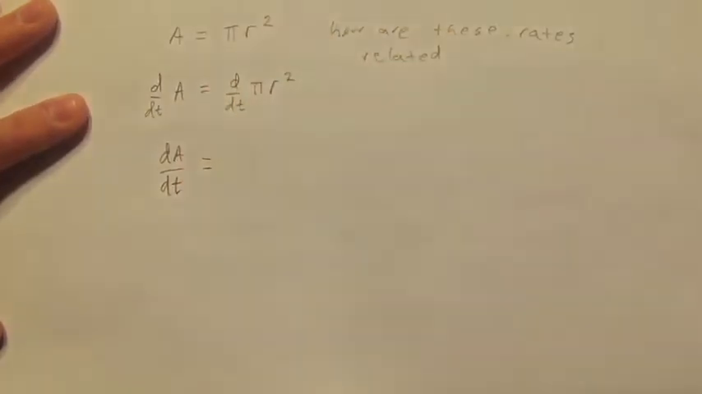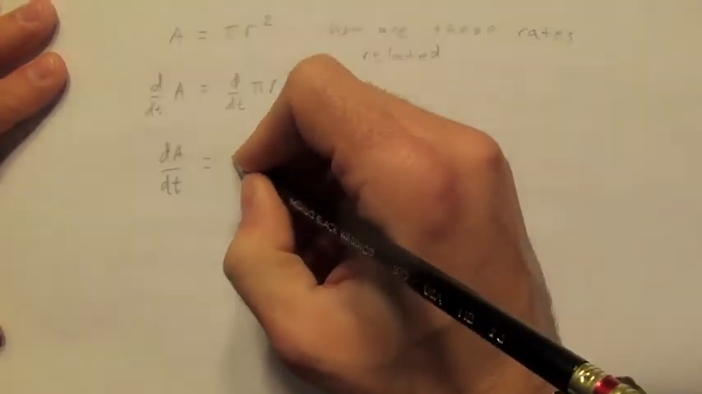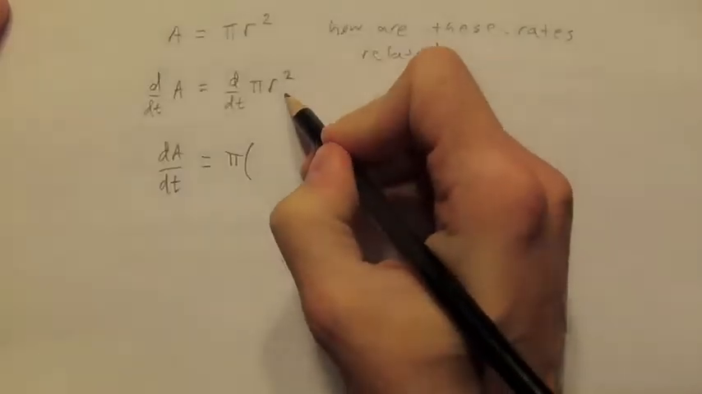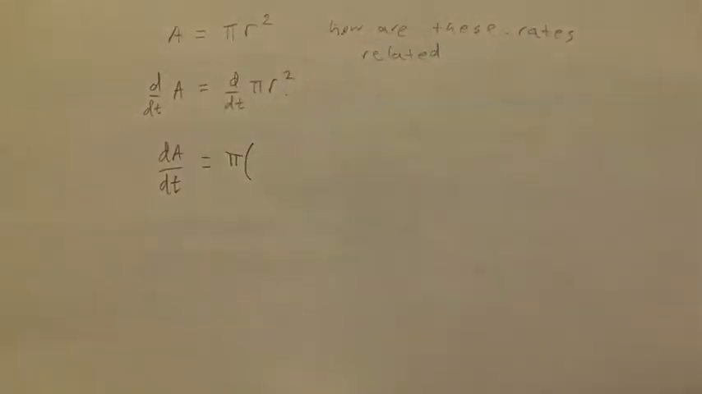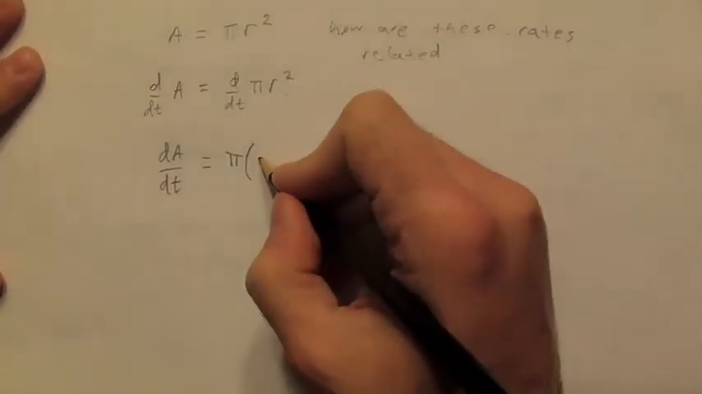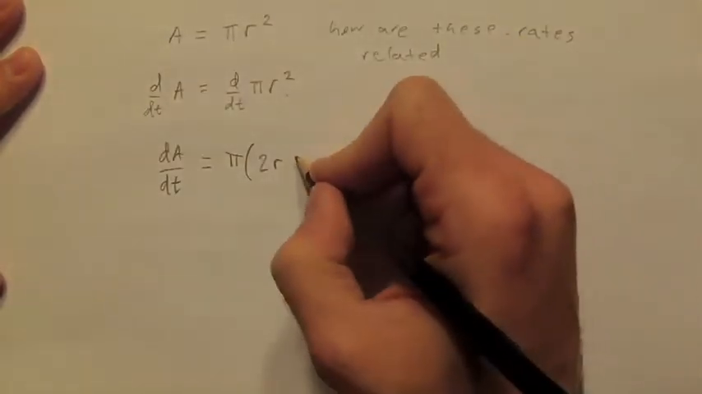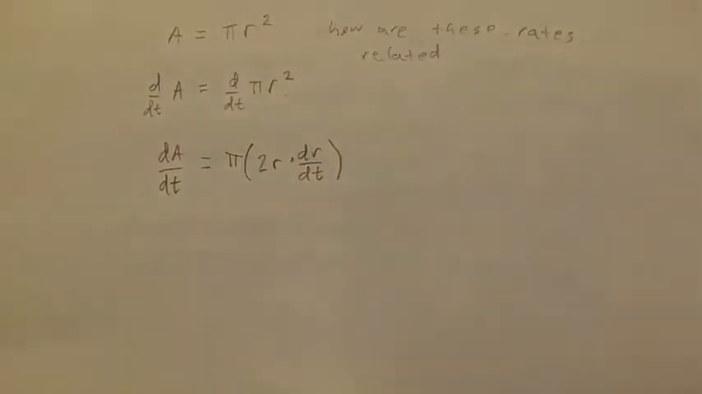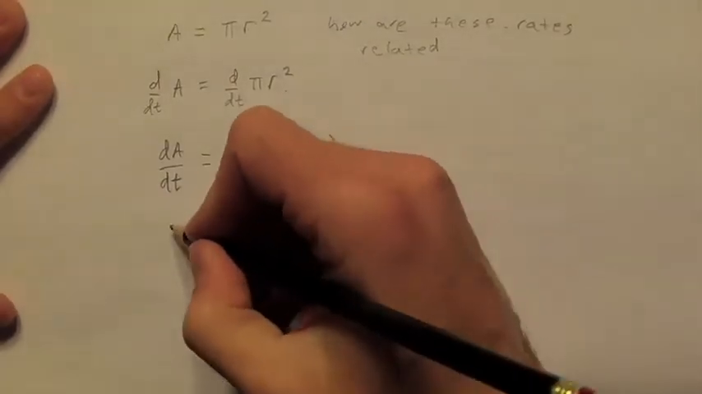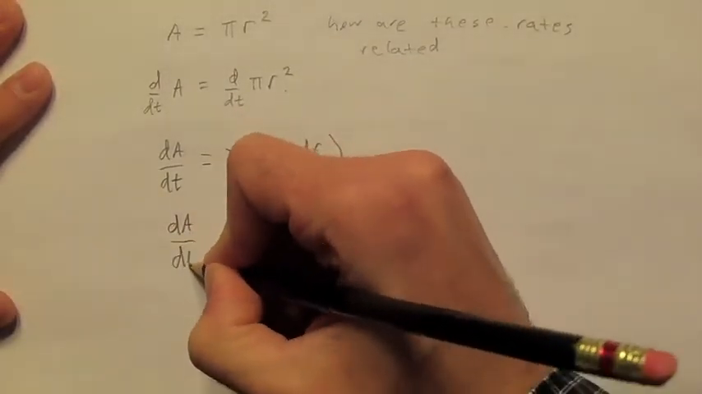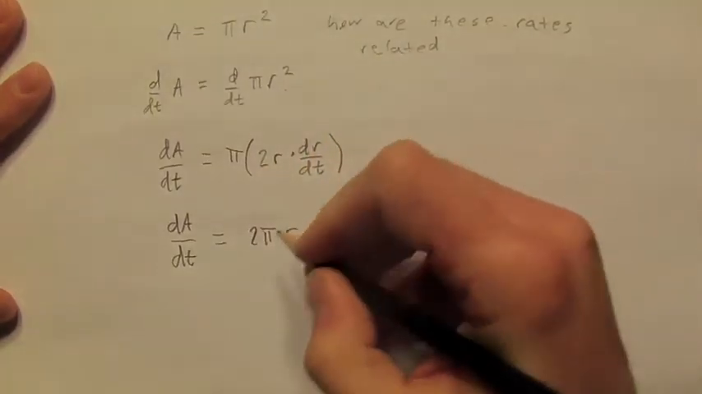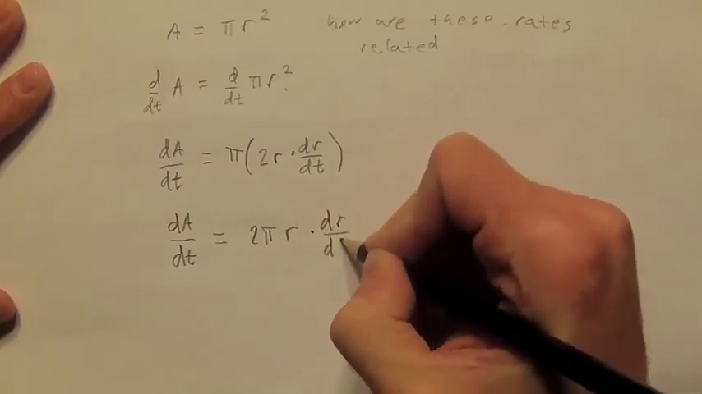That's about all you can do with that. But the pi comes outside. And the derivative of r squared, well, what is the derivative of r squared using implicit differentiation? Well, r squared is going to be 2r then times dr over dt. Okay. So what we basically have is that the rate of change of the area is equal to 2 pi r times the rate of the radius.